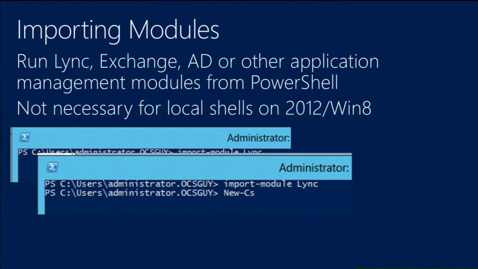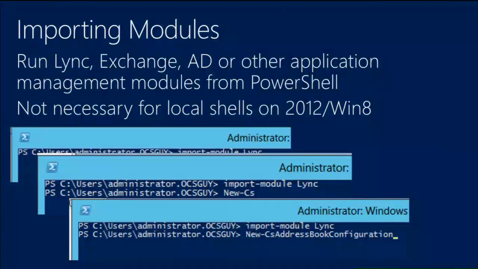And the good thing about the Lync commands as well is that they all start with either New, Set, or Get, and a dash, and then they'll all have CS, so it's very easy to find them and not be searching for another command for a different application. As you can see here, we can just do a New-CS, and then a tab complete finds the first one in the list, which is the address book configuration.